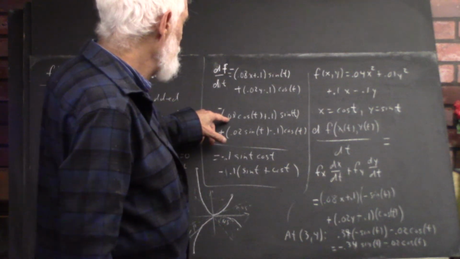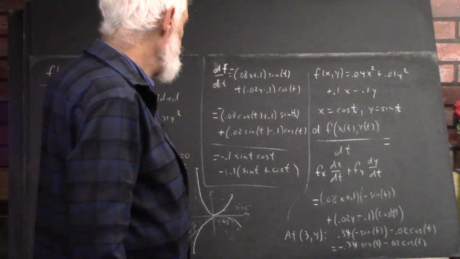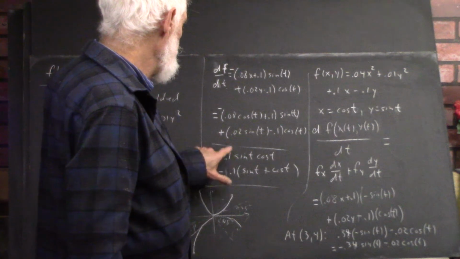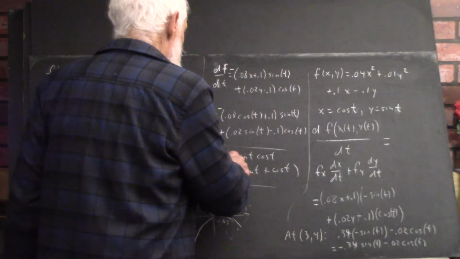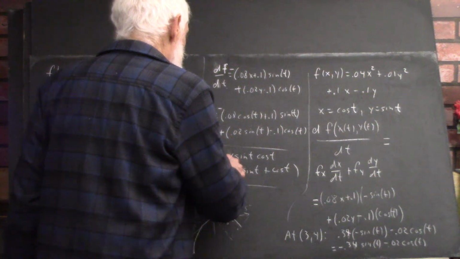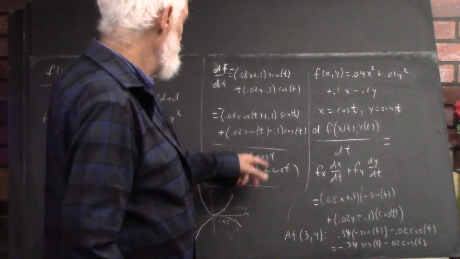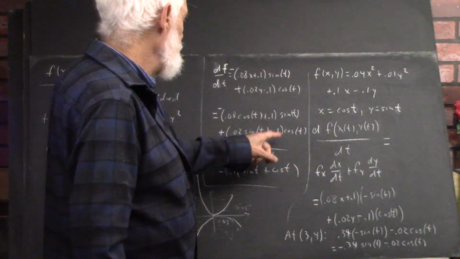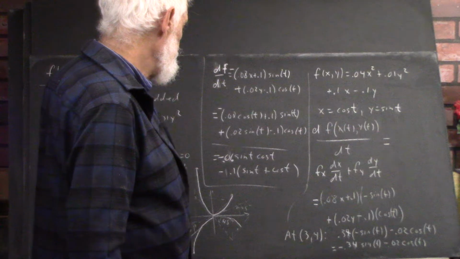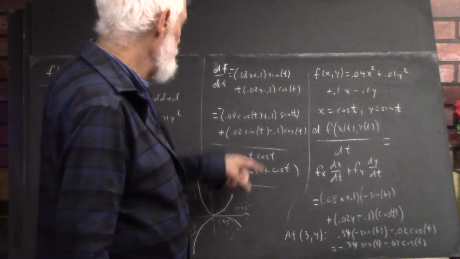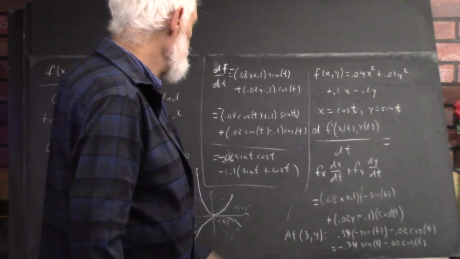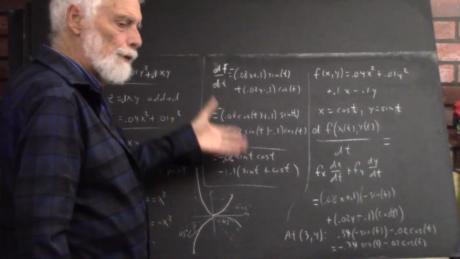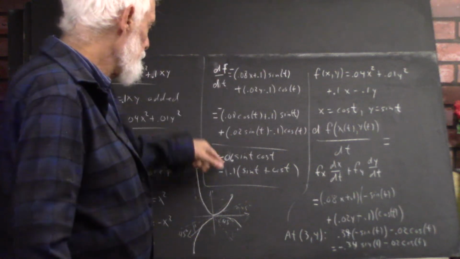I have negative 0.08 cosine t sine t here, plus 0.02 sine t cosine t here, which leaves me negative 0.06 sine t cosine t. And then I have a negative 0.1 sine t and a negative 0.1 cosine t, and that works out. We have a negative 0.1 times sine t plus cosine t. Okay, well that's just arithmetic. It's just simple algebra. You just got to get it straight.